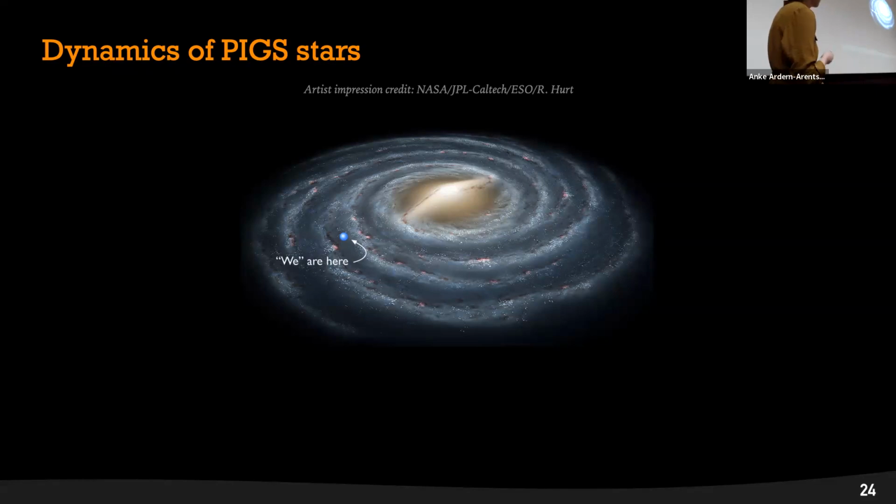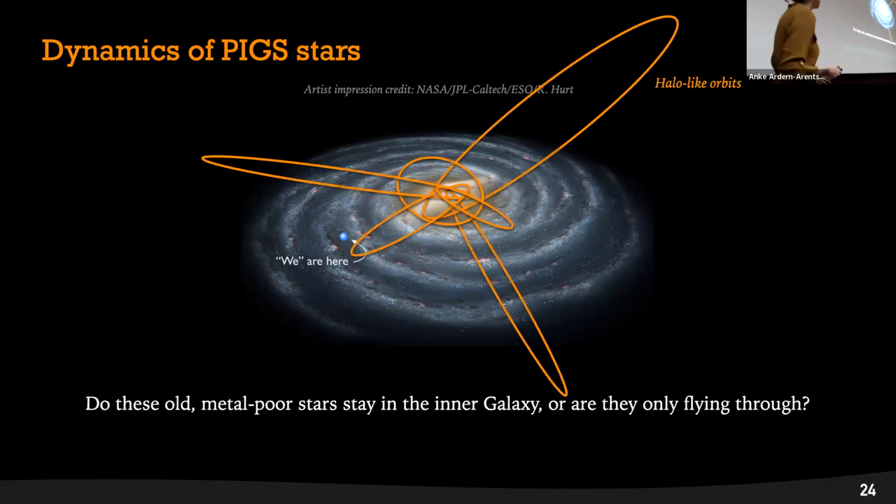So again, this is the artist's impression of the Milky Way. We're about here. This is where the central region is. And one question about these stars that we found in the inner galaxy is, do they stay there or are they just passing through? These are just some possible orbits of these stars. They could be going out all the way in the halo and just coming in for a little bit, going through and moving back out.